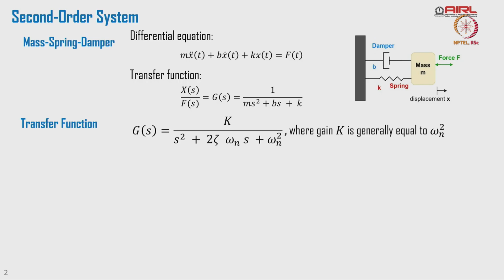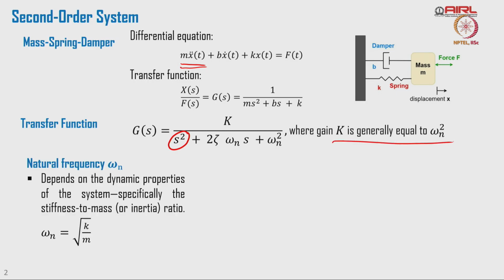What does that mean? The power of s here will be 2, an s square term will be there. How is it coming? It is coming from the double derivative in the differential equation, right. So, this is the form of the transfer function for a second order system, where gain k is generally equal to omega n square. So, we have gone through all these terms. What is omega n? Omega n is the natural frequency. This is in general the expression for that. It depends on the dynamic properties of the system, right.